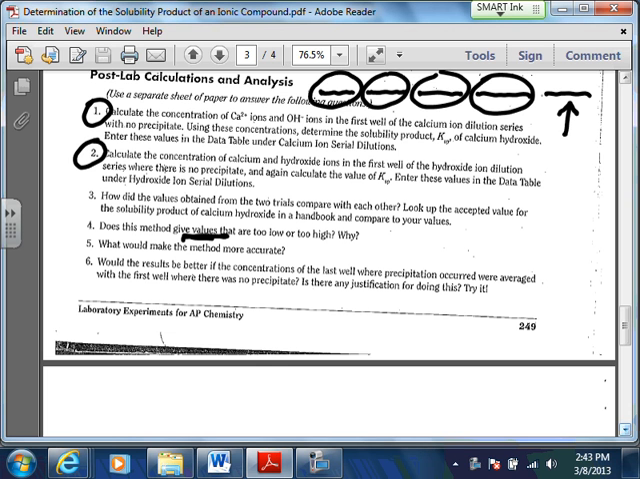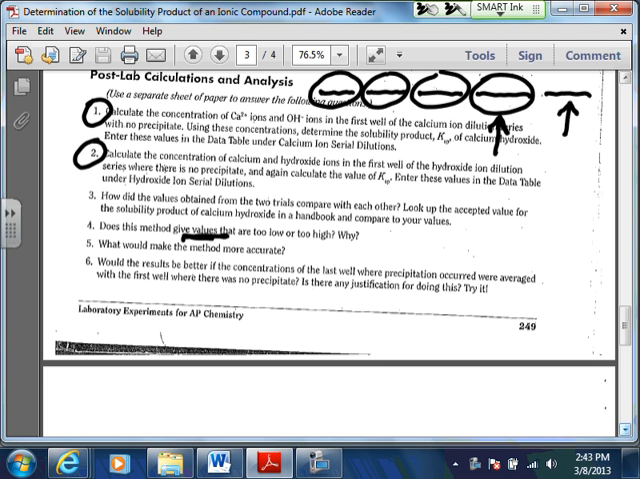What would make the method more accurate? Number 5, you guys can talk, or think about what would help make this method more accurate maybe. Would the results be better if the concentrations of the last well where precipitation occurred were averaged with the first well where there was no precipitate? In other words, taking this one right here and averaging the two of these, the last one with the precipitate with the first one where there's no precipitate. Is there any justification for doing that?